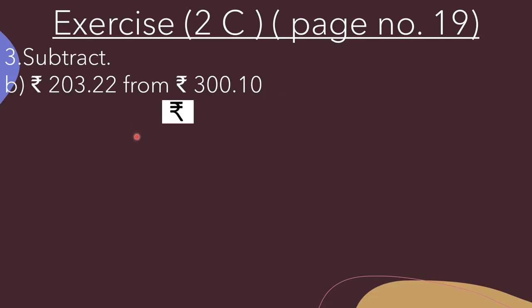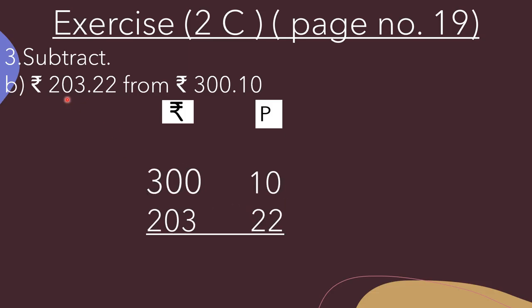So first of all, we will arrange it in rupees and paise column. So here the bigger amount is 300.10, which is given after from. The number given after from is always the bigger number, because we have to subtract this number from it. Okay. So we will write here 300 rupees and 10 paise. Then we will write 203 rupees and 22 paise. Now we have to put the subtraction sign.